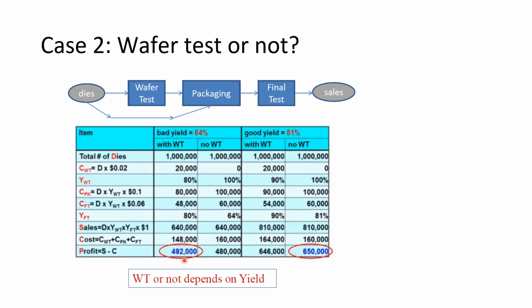So without wafer test, this is the money, and without wafer test, this is the yield. This is the money, right? So wafer test or not depends upon the yield. That's a summary. Pause the video here. Try and understand. It's all theory, but I don't want to focus on theory. You try and understand yourself. Homework.